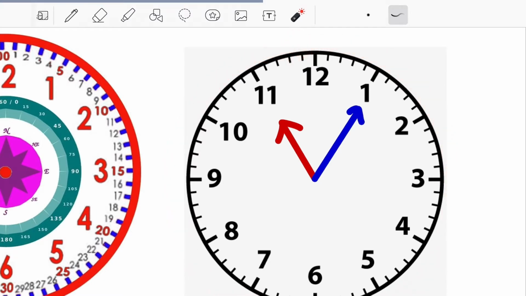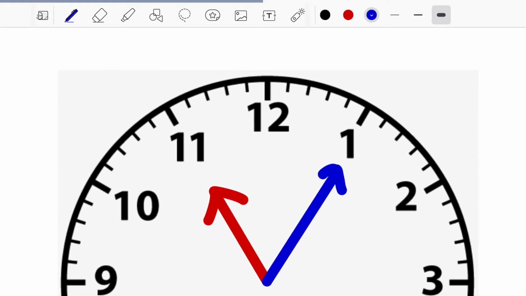So when the minute hand, let's draw it in, goes all around, it covers 60 minutes. So if the minutes hand was here, it would be 11 o'clock. If it's here, it would be 11:01, 11:02, 11:03, 4 minutes past 11, and right here, 5 minutes past 11.